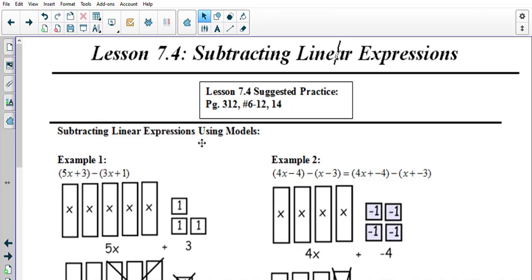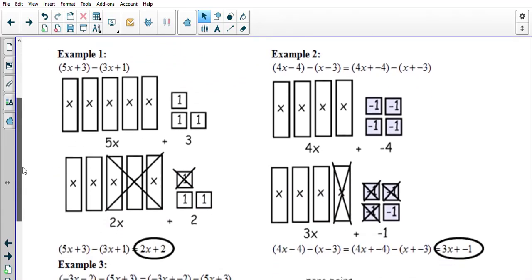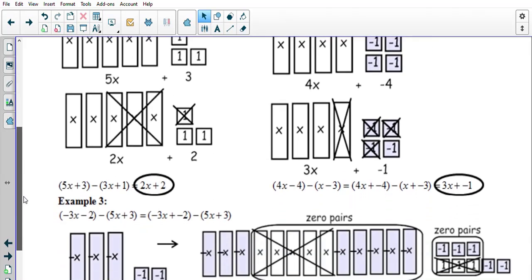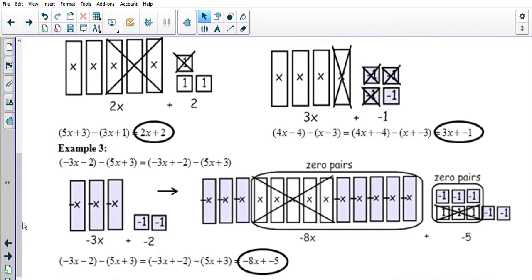Now, just like when we added linear expressions, I did start by using models to subtract linear expressions. And you can see these examples here. I don't want to spend a lot of time with the models just because I know that that's not something I'm going to ask you to do on a quiz or a test. And it gets to be pretty challenging with example 3 when we're subtracting and taking things away.